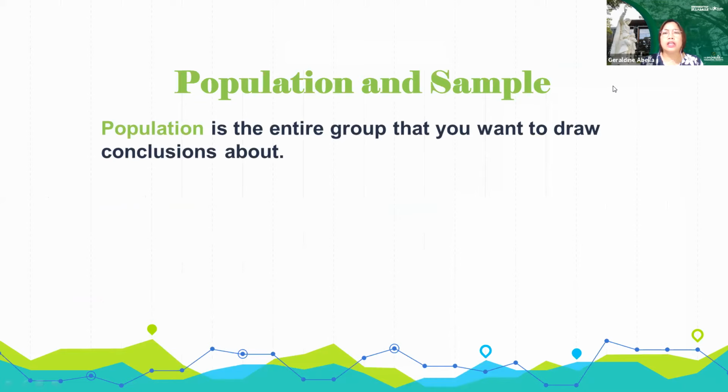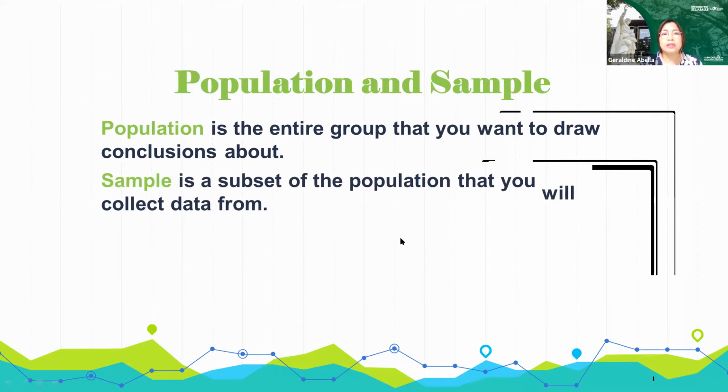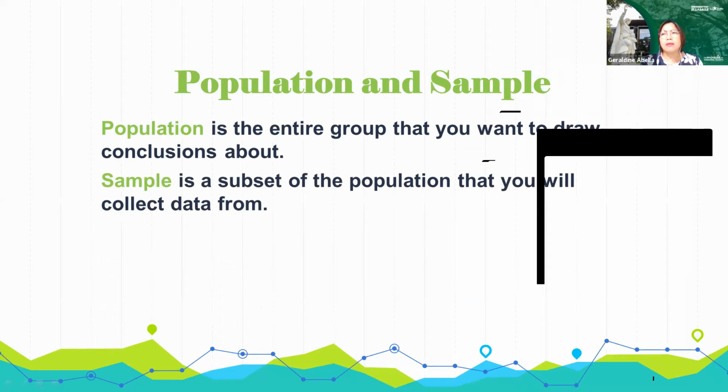When we say population, it is the entire group that you want to draw conclusions about. So if you want to describe the academic performance of your students in your class, then your conclusion is for the entire class of section A. But since the class is very large, you will only take a sample. A sample is a subset of the population that you will collect the data from.